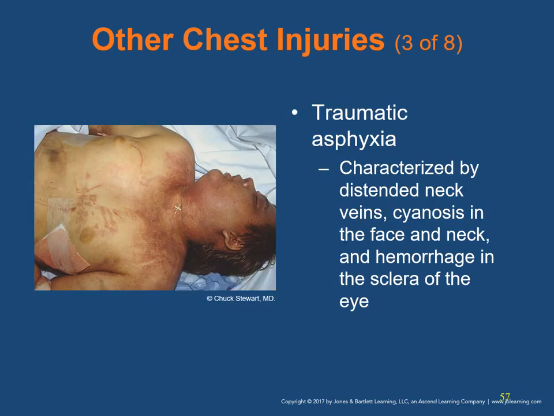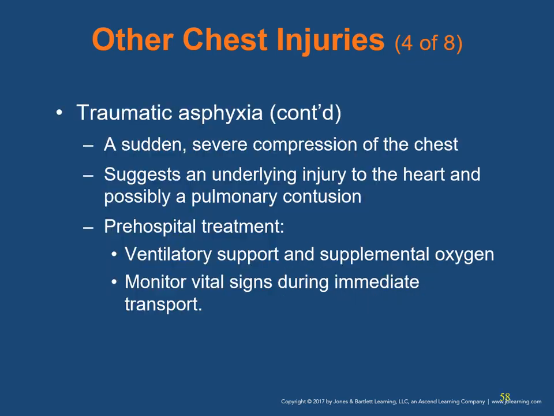Traumatic asphyxia, characterized by distended neck veins, cyanosis in the face and neck, and hemorrhage in the sclera of the eye. Involves sudden, severe compression of the chest, which produces a rapid increase in pressure within the chest. Example: an unrestrained driver who hits the steering wheel. Suggests an underlying injury to the heart and possibly a pulmonary contusion.